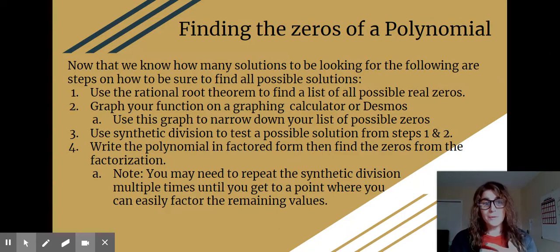Again, we might have to repeat synthetic division a couple of times. If we go through and we're still stuck at a point where I can't factor, go back to your graph, find another real solution that you can do another set of division on, until we get to a point where we have found all of our values.